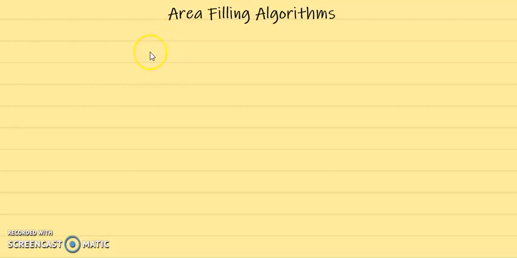So for today's session we are starting with area filling algorithms. Now when we say area filling algorithms, that means what? That means any area given to us, any object given to us, we are supposed to fill this up with the desired color. So this should be the output, right? This is nothing but what we mean by area filling algorithms.